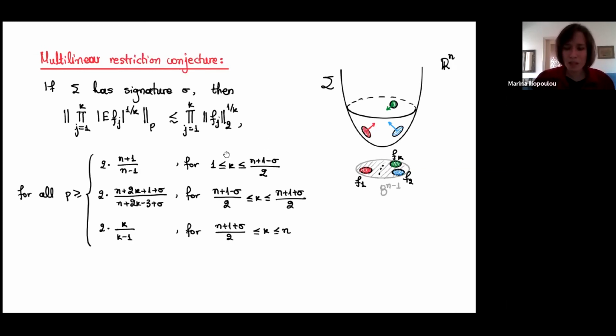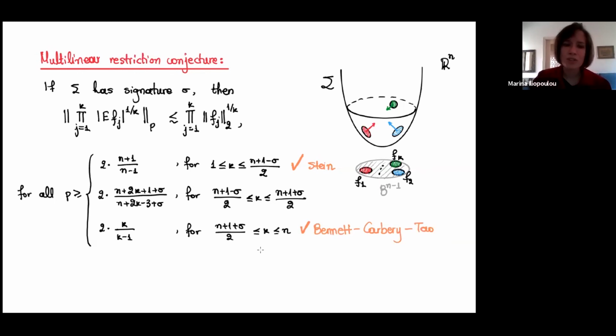So you see that for low levels of multilinearity, we actually have this result. It's the one by Stein. Maybe you remember it from earlier. Stein proved it for the linear problem, and then you just use Hölder's inequality to get it for the multilinear problem. For many functions, so high levels of multilinearity, we get this from Bennett, Carberry, and Tao. And for intermediate levels of multilinearity, this is unknown.